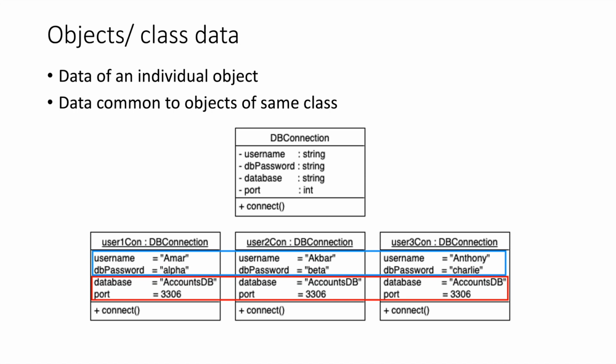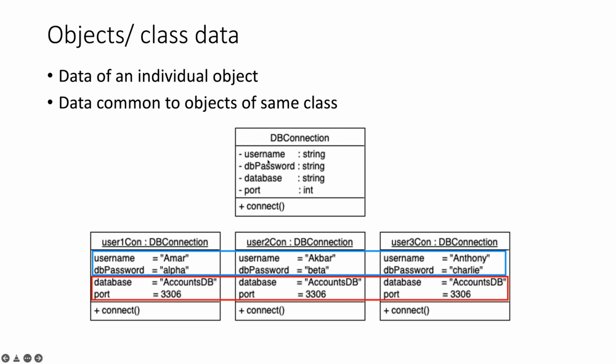And here we find a difference: there is certain data which is object specific, whereas certain data is constant for all the objects of that class. For example, username and DB password are different for every user, whereas the database name and port are constant irrespective of which object is using it. If we can separate them out, we find that data represented inside this blue rectangle is very specific to that object, and data represented in red is very specific to the class of that object.